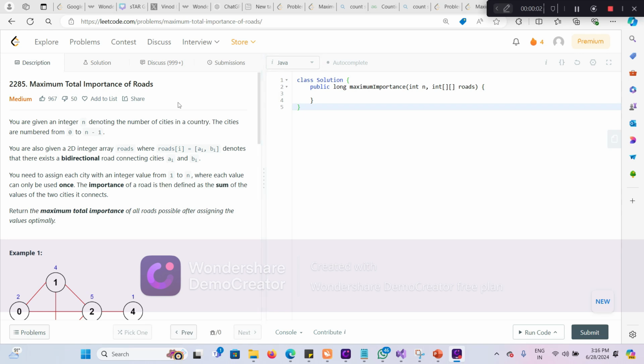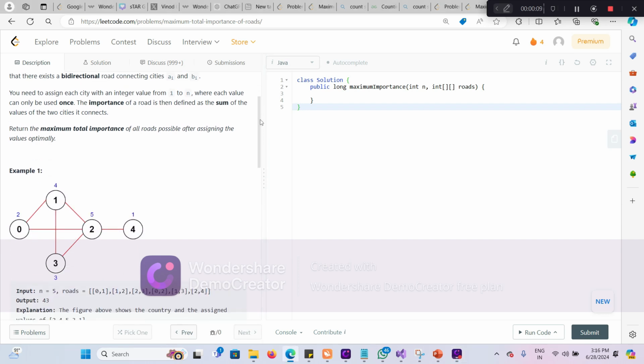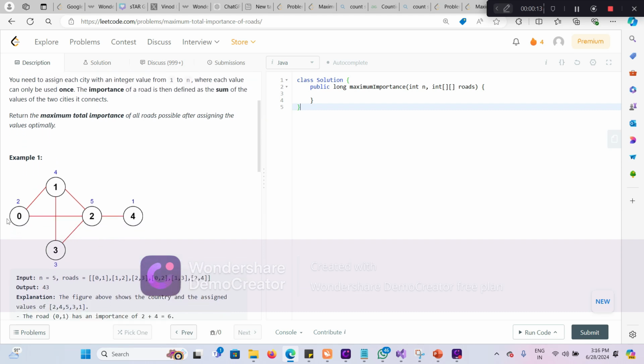Hello everyone, so we're gonna solve this problem, maximum total importance of roads. The question is, there are road edges given. This is just like a graph. We are given one array called roads, which is a two-dimensional array. So these 0, 1, 1, 2, these are basically the road ends.